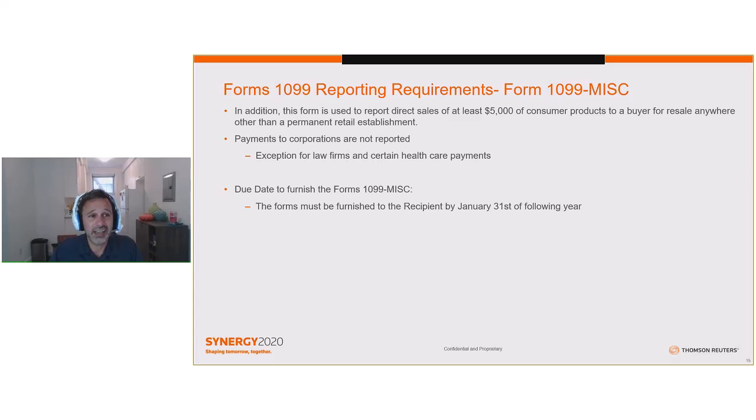What we don't want to see is that you don't know whether or not they're a corporation, you've filed your 1099s, and then someone calls you in March asking for a 1099 that they didn't receive, and we have to go back and issue some additional forms. Again, the normal due date of the 1099 MISC is January 31st. It'll be February 1st in 2021.